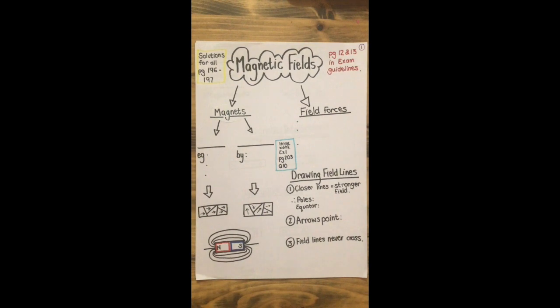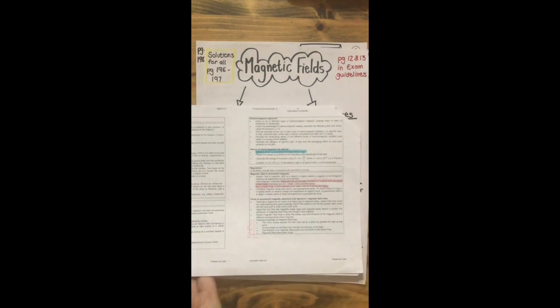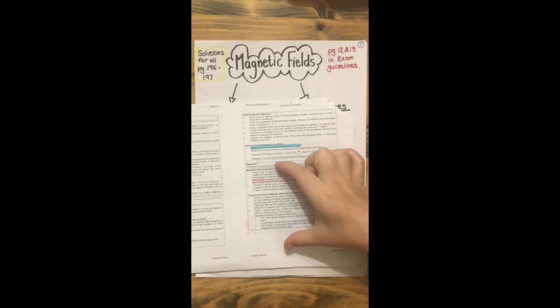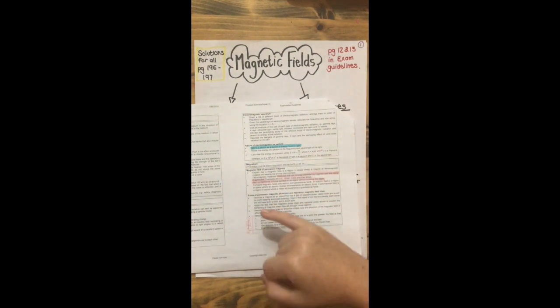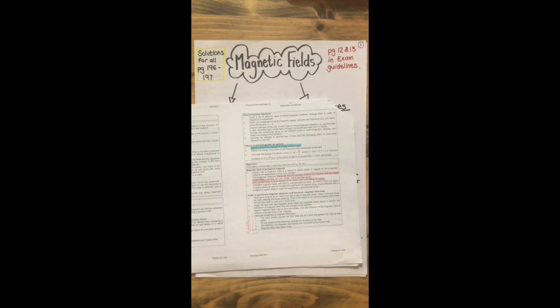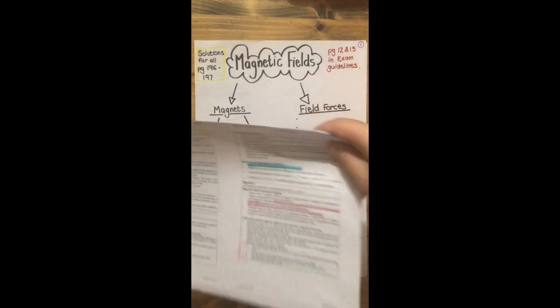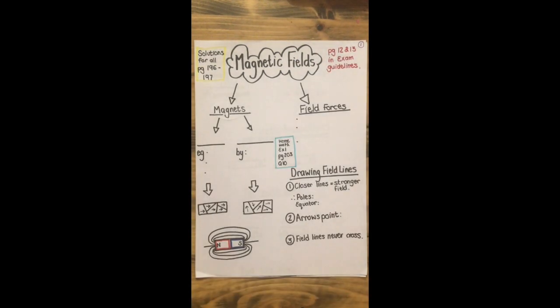I am following the Solutions for All textbook. We are doing page 196 to 197, the theory is on those pages. We're also following the exam guidelines, page 12 and 13. If you look over here, page 12, magnetism is over there. There are definitions that you need to know. There are also, each bullet point is a checklist of things that you should be able to do by the time it comes to tests and exams.